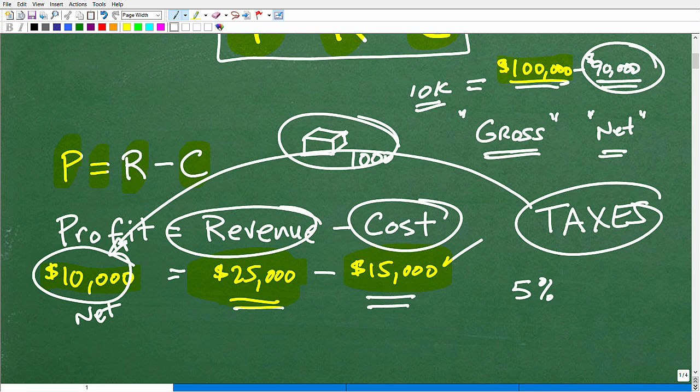So again, you need to have this basic understanding, especially if you're doing any investing or looking at a business yourself. This is a basic formula: P equals R minus C.